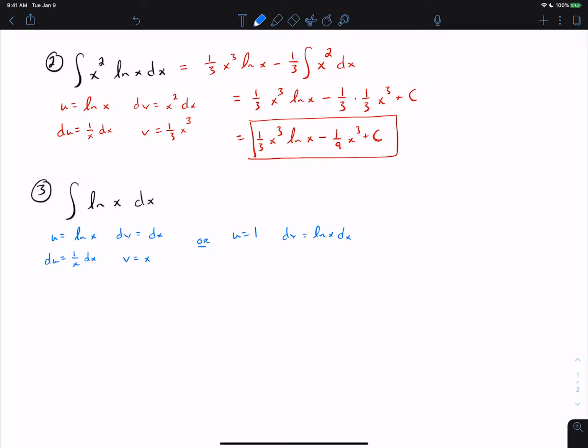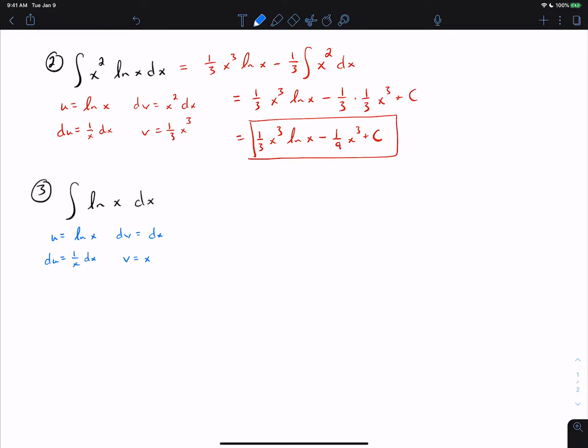Over here, if we did this setup, du would be 0 dx, but still 0. V would be the antiderivative of natural log x, but if we knew how to do that, we would be done with this problem already. So that's probably not a good setup. And so the one on the left will work.